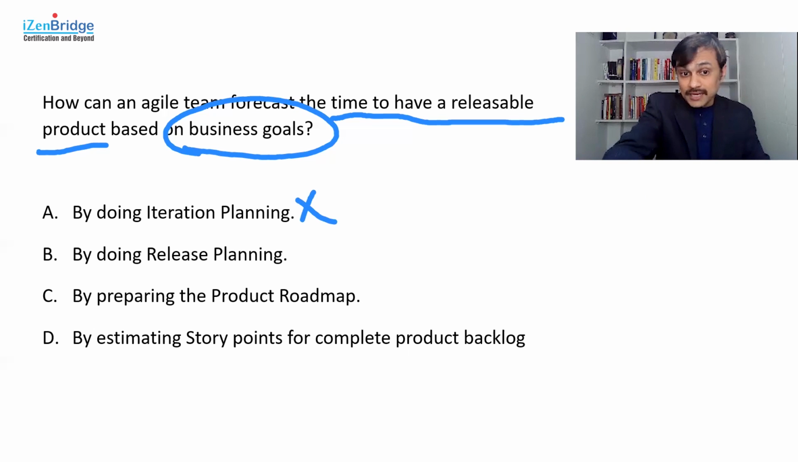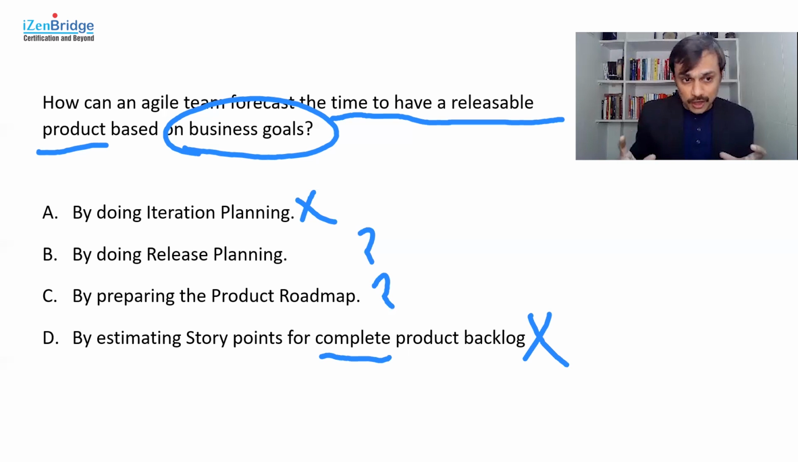I can say the release planning looks good, as well as the product roadmap. By estimating stories for the complete product backlog, I need to focus on the business goal. I may have a huge product backlog, so probably the future releases, the releasable product increment, may not require the whole product backlog. So the complete product backlog and estimation of it probably is not needed. So I can go away with that particular option as well. Now we have two candidate options, option B and option C. Now I will go with option B.